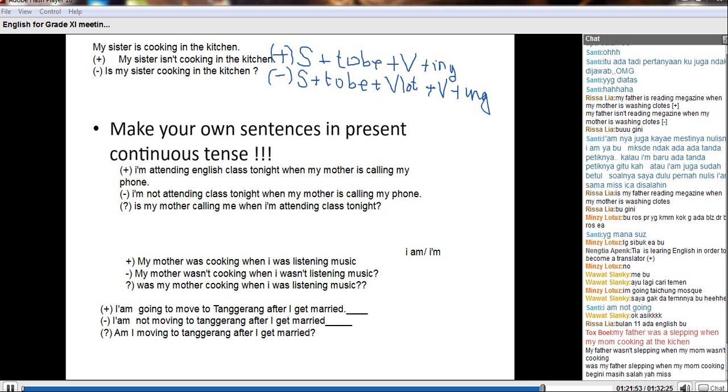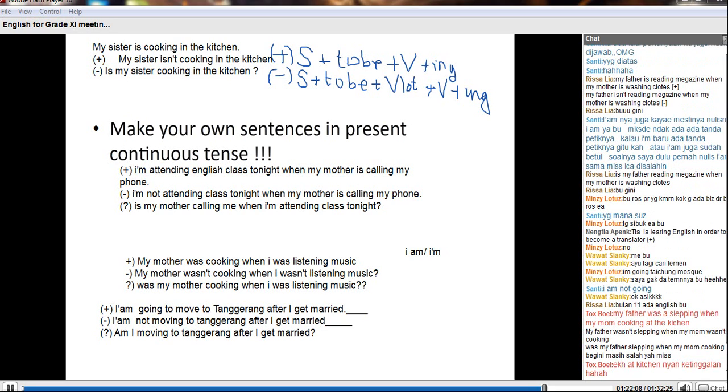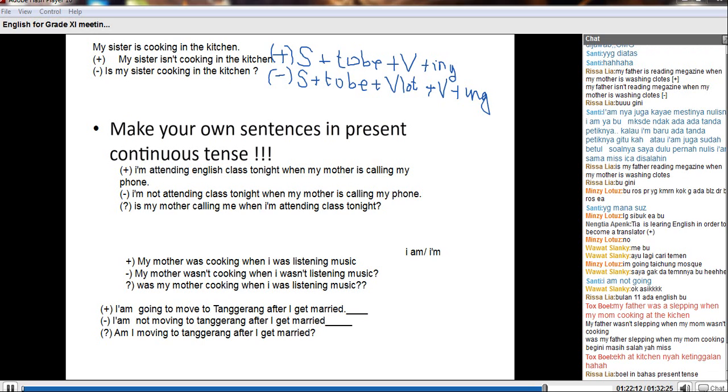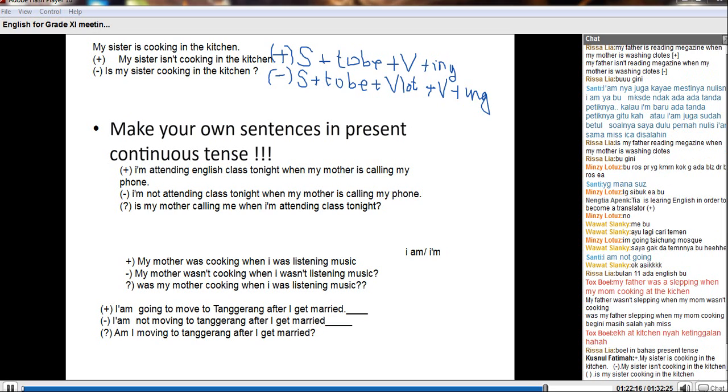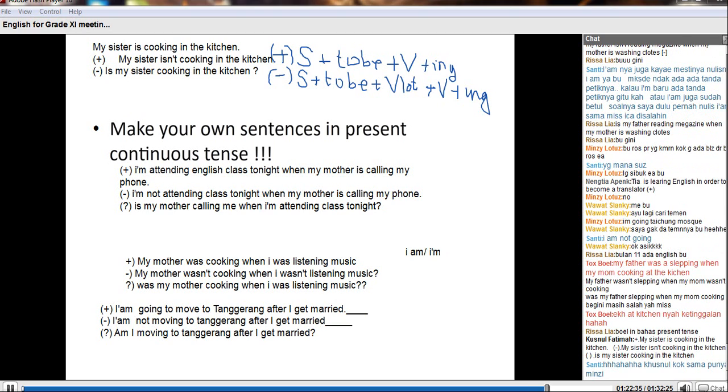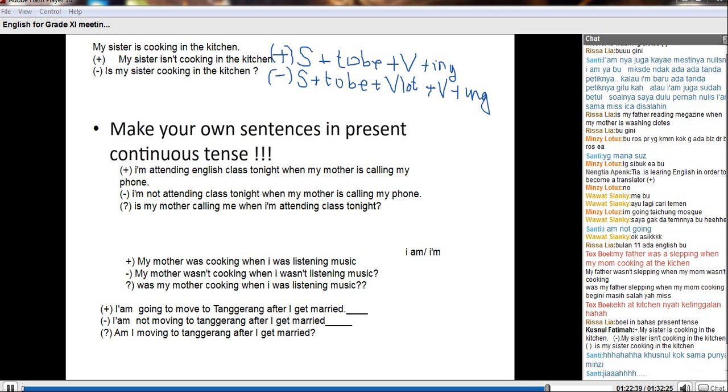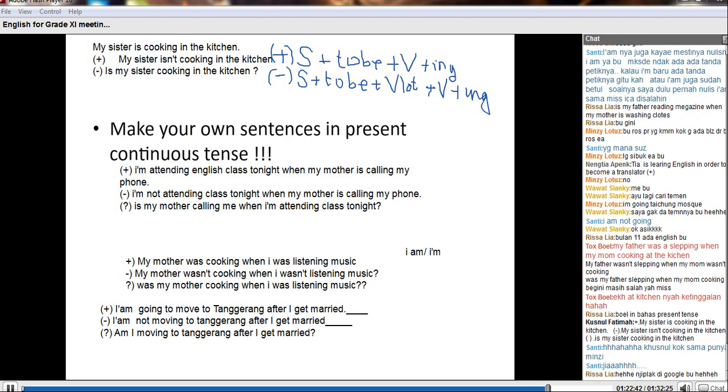Eka-eka ini, my father was sleeping. Kamu pakai past continuous ya. My father was sleeping. Nggak pakai a dong. My father was sleeping when my mom. Itu kan kamu ngomongnya tentang lampau. My father was sleeping when my mom was cooking at the kitchen. Ini punyanya Kusnul Fatimah sama kayak punyanya Minzin ya. Betul tapi. Enggak, itu sendiri.